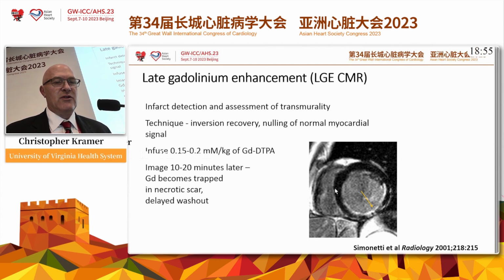We null the signal in normal myocardium, and 10 to 15 minutes after infusing normal clinical doses of gadolinium, we see areas of bright signal within scar or fibrosis for two reasons. One is gadolinium becomes trapped in areas of collagenous scar, and because of increased volume of distribution and delayed washout.